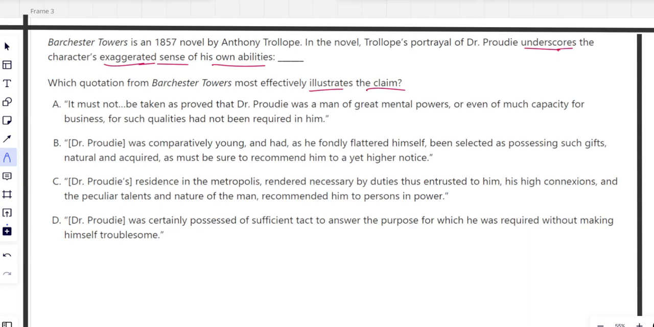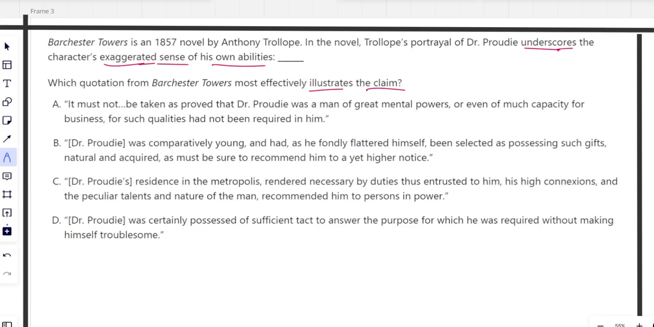Let's see. It must not be taken as proved that Dr. Prudy was a man of great mental powers, or even of much capacity for business, for such qualities had not been required in him. Not sure about that one. Dr. Prudy was comparatively young, and had, as he fondly flattered himself, been selected as possessing such gifts, natural and acquired, as must be sure to recommend him to a yet higher notice.